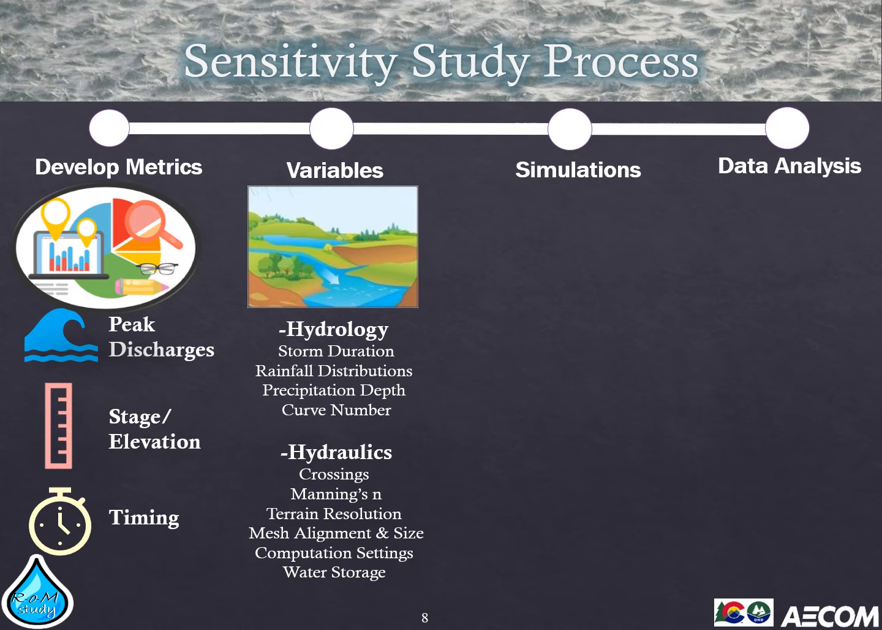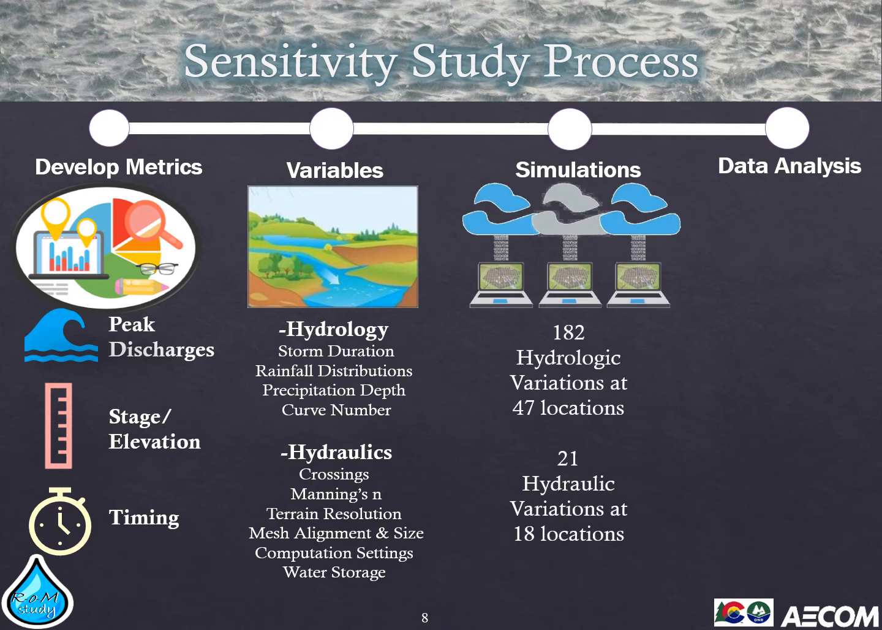For hydraulics, we varied the mesh, including how crossings were handled, the size and the alignment, the roughness coefficients, and the terrain underneath it, as well as computational settings assumed in the model and how initial storage would be handled. So once we had the variables, varied those, got the results from doing the simulations. We used cloud computing to do 182 hydrologic variations, and we extracted information at internal connections for 47 different locations within the larger model. For the hydraulic variations, we extracted it at 18 different locations across 21 simulations.